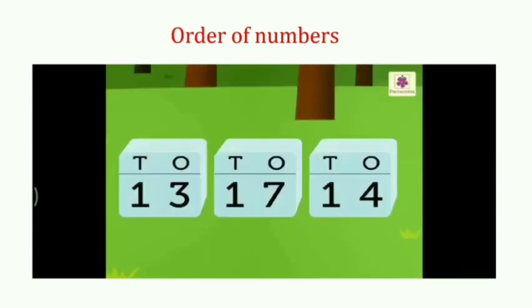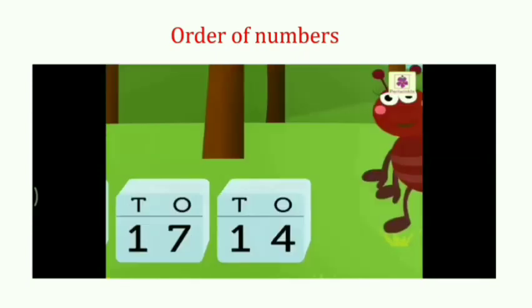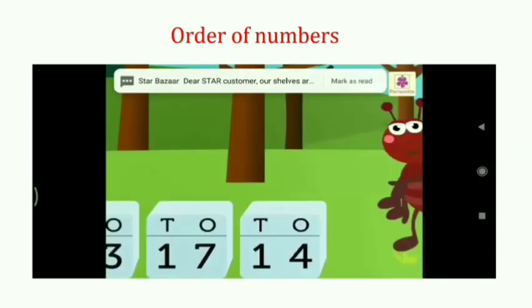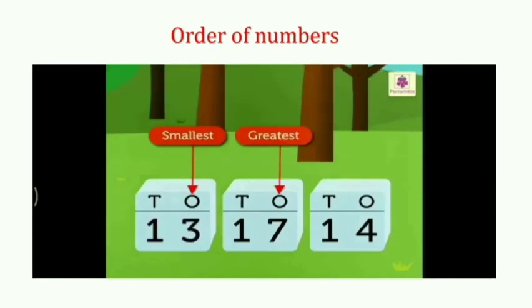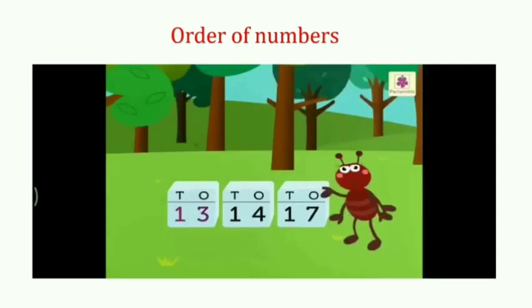Let's compare the ones, as each number has 1 ten. Here, there are 3 ones in 13, 7 ones in 17 and 4 ones in 14. So, which is the smallest and the greatest here? The smallest is 3 ones in 13 and the greatest is 7 ones in 17. Hence, the ascending order is 13, 14, 17.